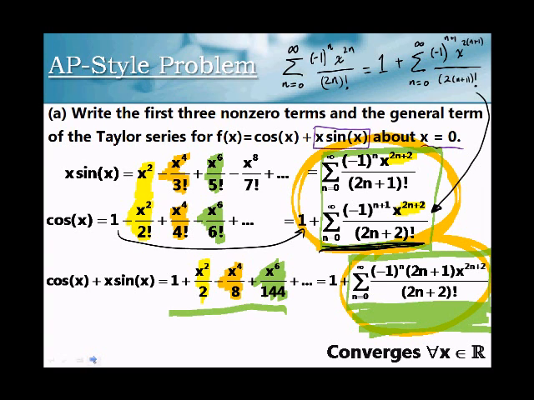Oh, by the way, this converges for all real numbers, all x's in the set of real numbers. The reason that works is cosine converges for all real numbers, and x sine of x is going to converge for all real numbers. So this whole thing is going to converge.